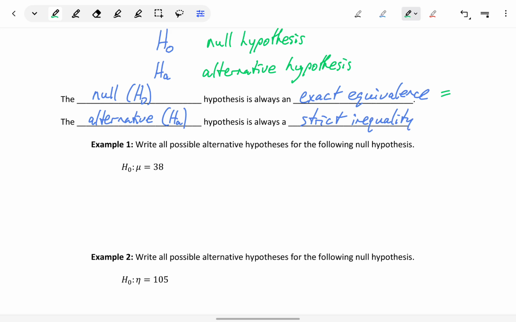And our strict inequality symbols are greater than, less than. We're not including the greater than or equal to, less than or equal to. We only want these statements that have strict inequality. And then the last one that we don't see as often, but is still an inequality statement, is not equal to. If two values are not equal to each other, that is a strict inequality.